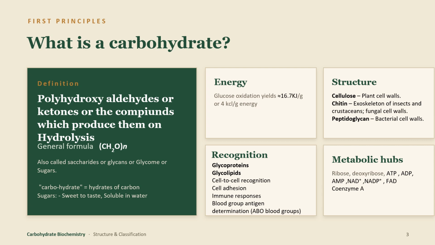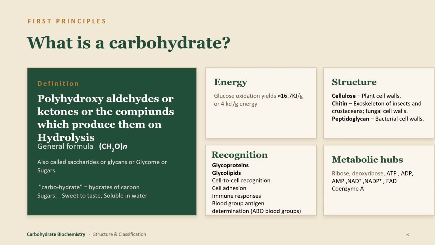And simply, if we see the etymology of carbohydrates, these are the hydrates of carbon. And how much energy do carbohydrates give? Carbohydrates are the primary source of energy for all living organisms. In this regard, 1 gram of glucose upon oxidation gives 16.7 kilojoules of energy, or we may call it 4 kilocalories per gram.